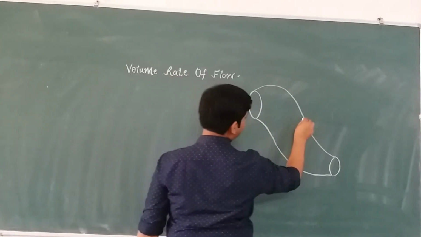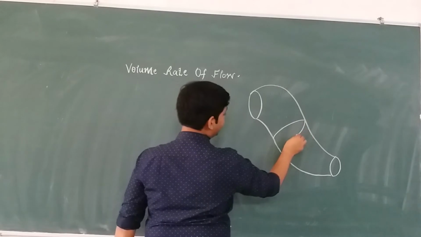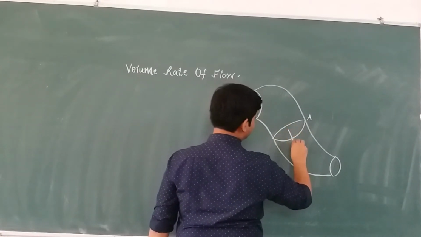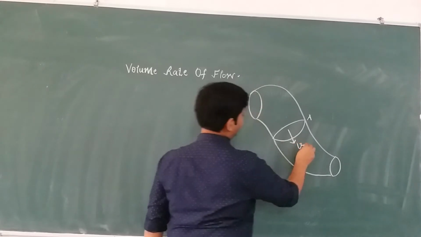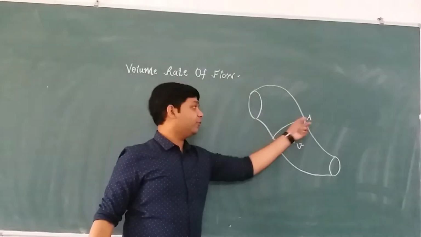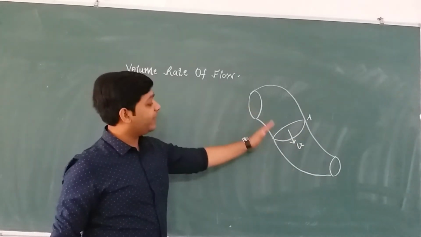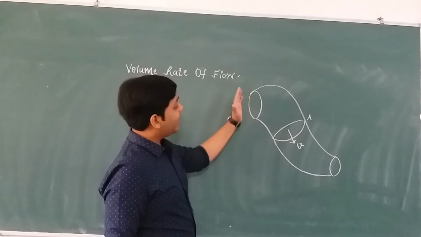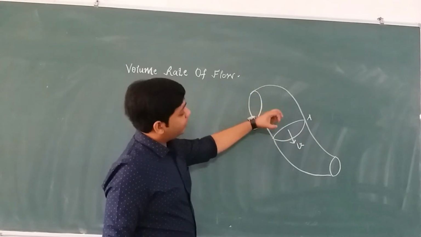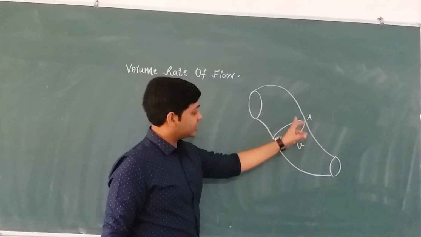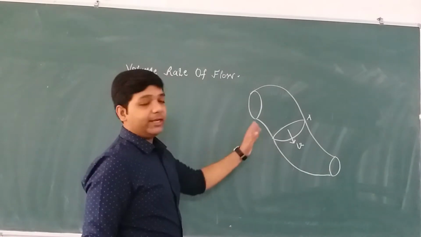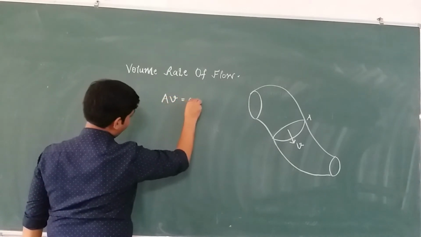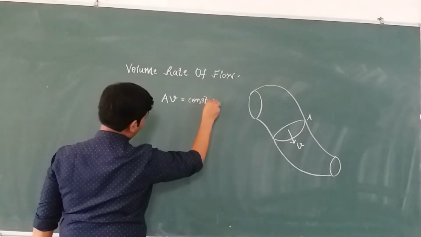Now, if we consider one cross-sectional area anywhere in the tube like this, let's say the cross-sectional area is A and the velocity with which the fluid passes this cross-section is, say, V. Now, by the equation of continuity, we know that for a streamline flow of an incompressible or ideal fluid, the product of cross-sectional area and velocity is constant. So we say AV is equal to constant.